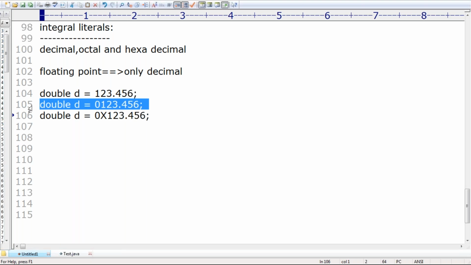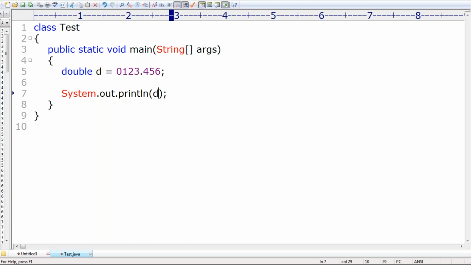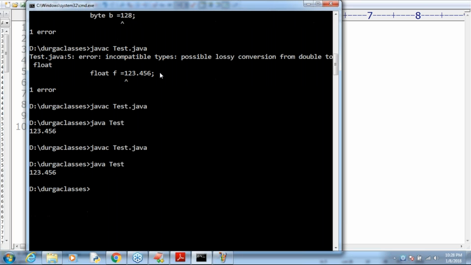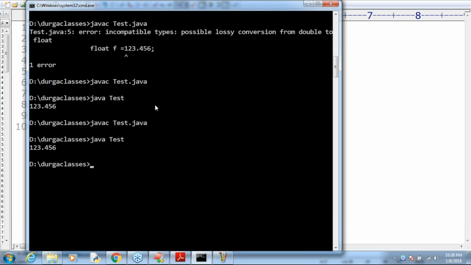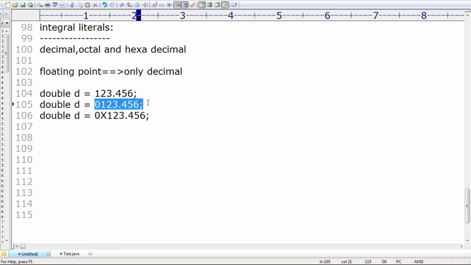Let me consider, have a look once: double d, let me print d. Even though it starts with 0, it is not octal; it is still considered decimal only. So no problem at all. Have you observed? Happily it prints 123.456. Clear? So the second one is valid; it is not treated as octal, it is treated as decimal only.